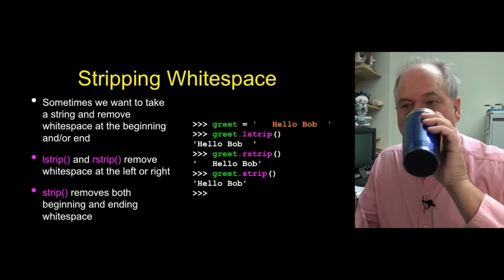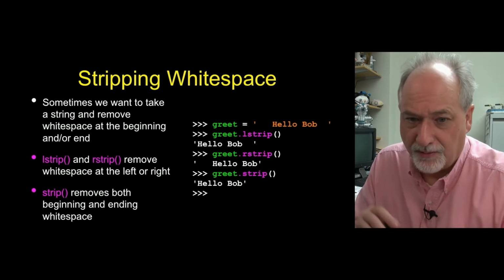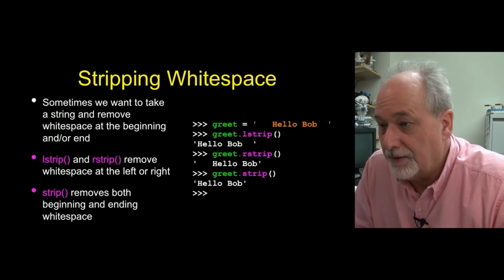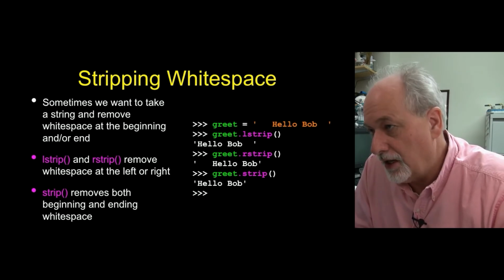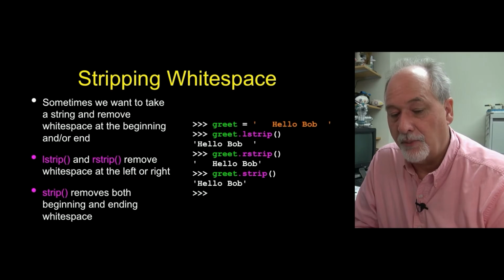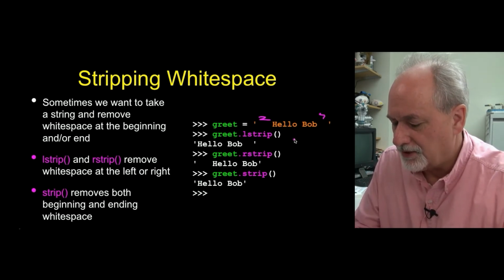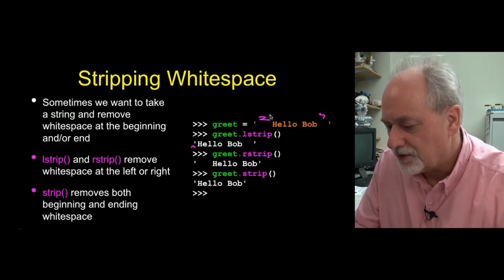White space is a big deal. White space is not just blanks, although that's the most common thing, but it's also sort of non-printing characters like tabs and new lines and other kinds of things. And so we have a number of different ways to strip white space. So here we've got some spaces at the beginning and spaces at the end. And we print out, we do an lstrip, and that throws away the spaces at the beginning. That's the left, so that's a left strip.